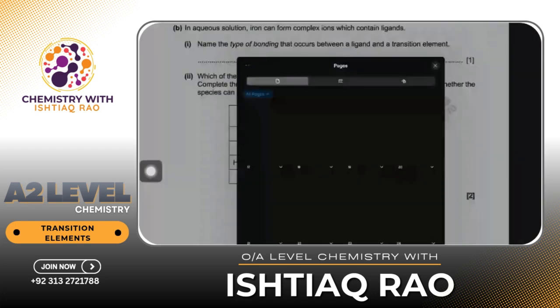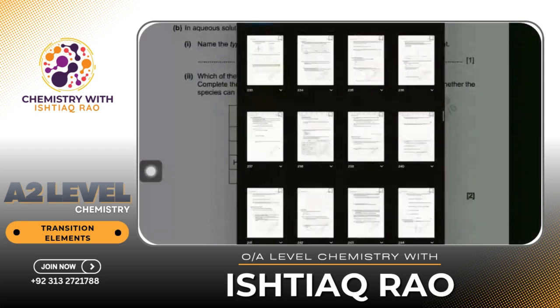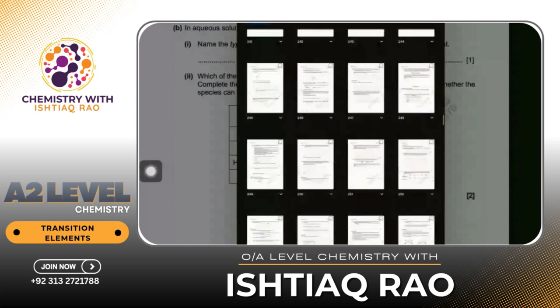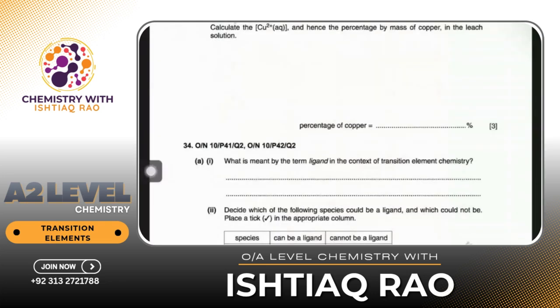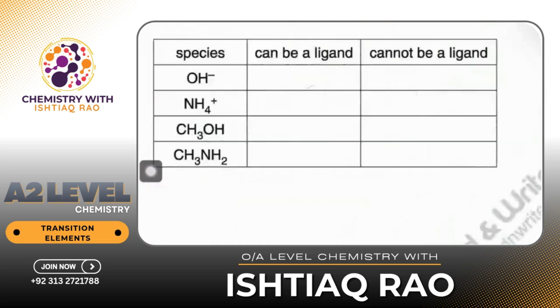So there are other questions as well. Can you tell me this one? What do you think about OH minus? Is this a ligand? Yes or no? Yes or no? Fast.